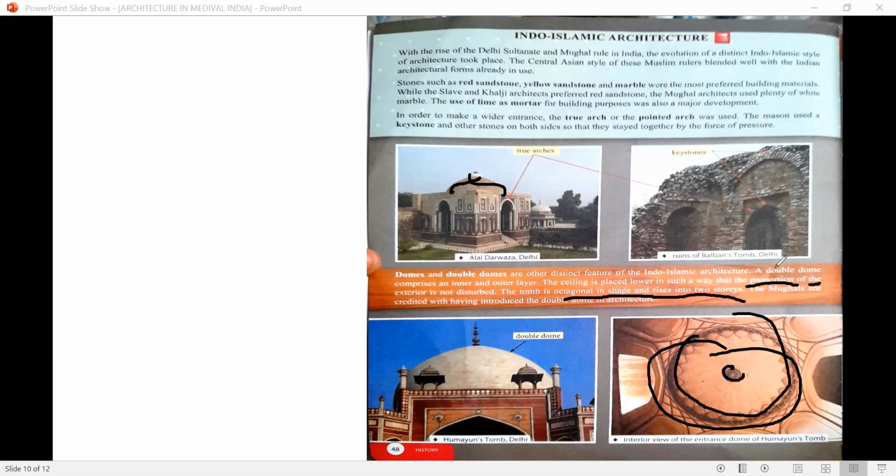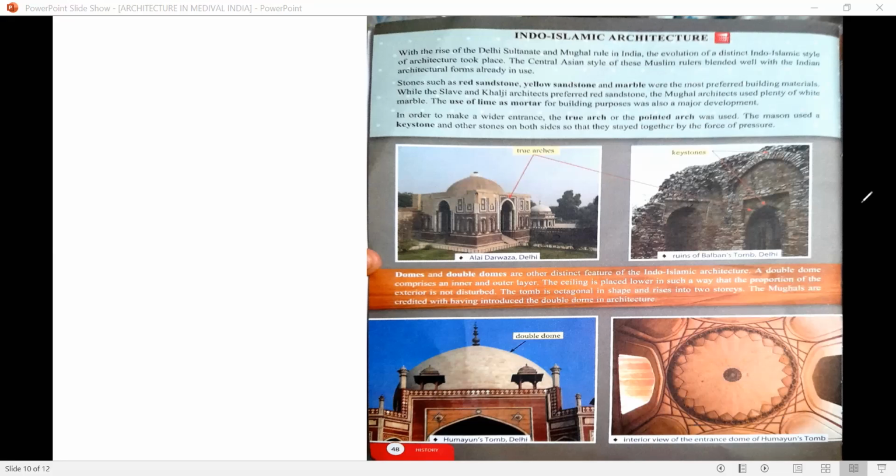The Mughals are credited with having introduced the double dome. Listen to me carefully. Keep this thing in mind: the Mughals are credited with having introduced the double dome in architecture. Okay, and then there was the double dome.